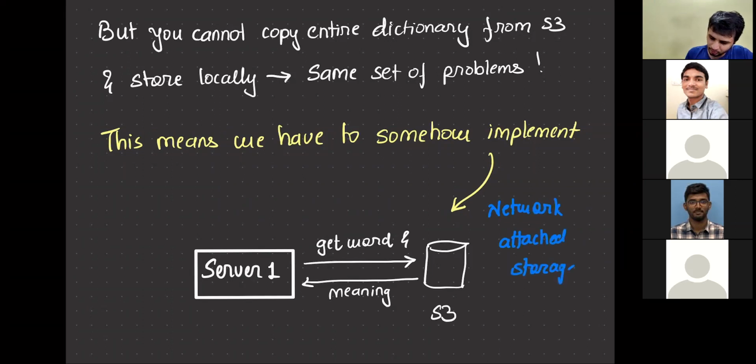This could do a great job. Okay. Any idea how we can do this part? If our server can directly talk to S3 and get the word and the meaning, can we directly do that? S3 or any network attached storage, you can assume just a disk connected to a network. How can we efficiently query a disk to get data? So given a word, give me the meaning.